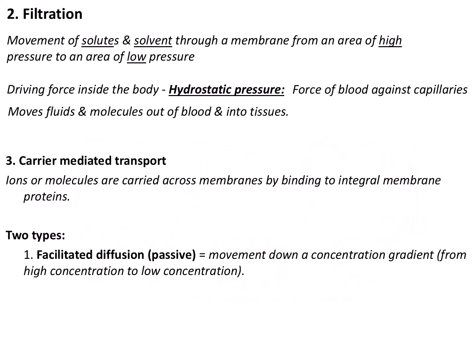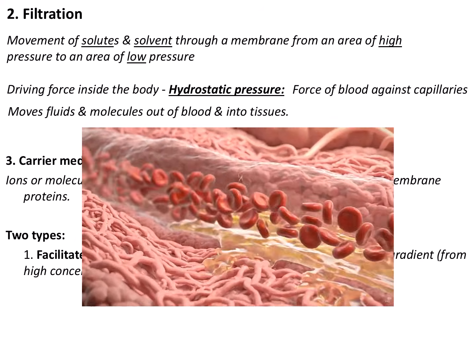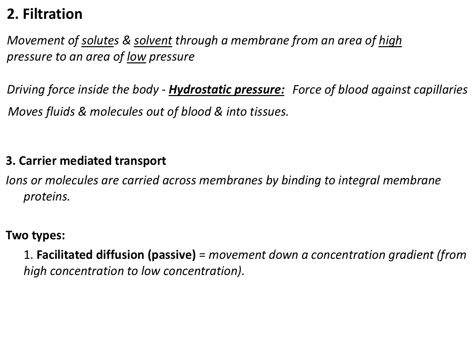The next type of transport is filtration. Filtration is the movement of solutes and solvent from an area of high pressure to low pressure. The force inside the body that drives filtration is called hydrostatic pressure and is created as blood moves against capillaries. Hydrostatic pressure is the force of blood against capillaries, and this pressure moves fluids and molecules out of the blood and into the tissues. The kidneys produce urine by filtering wastes and water from the blood. This will be covered in more detail in A&P2.